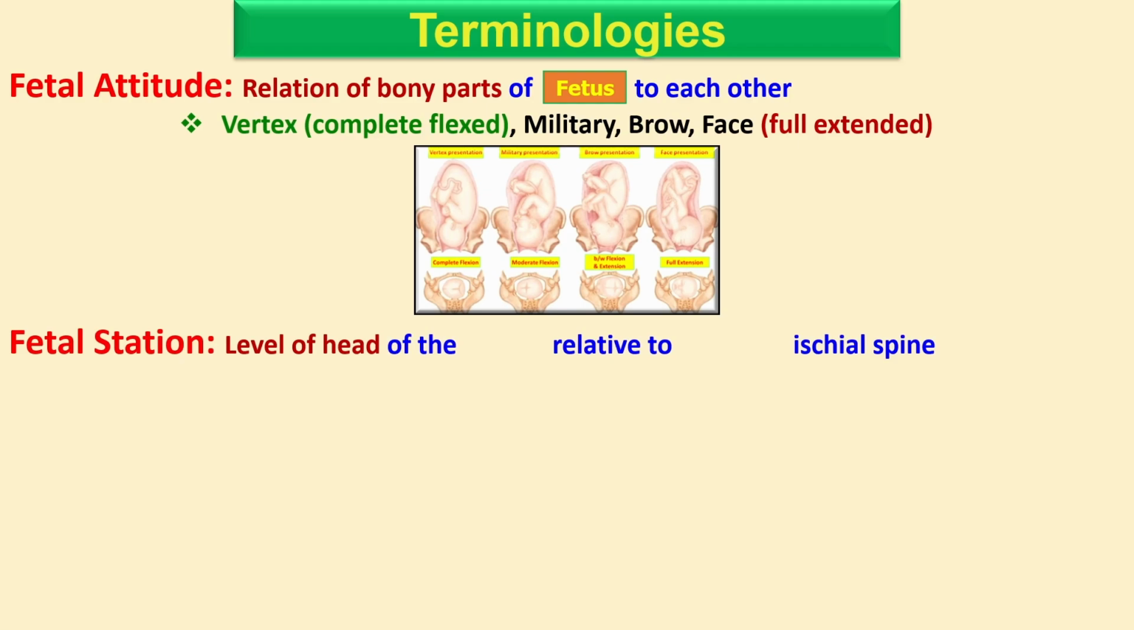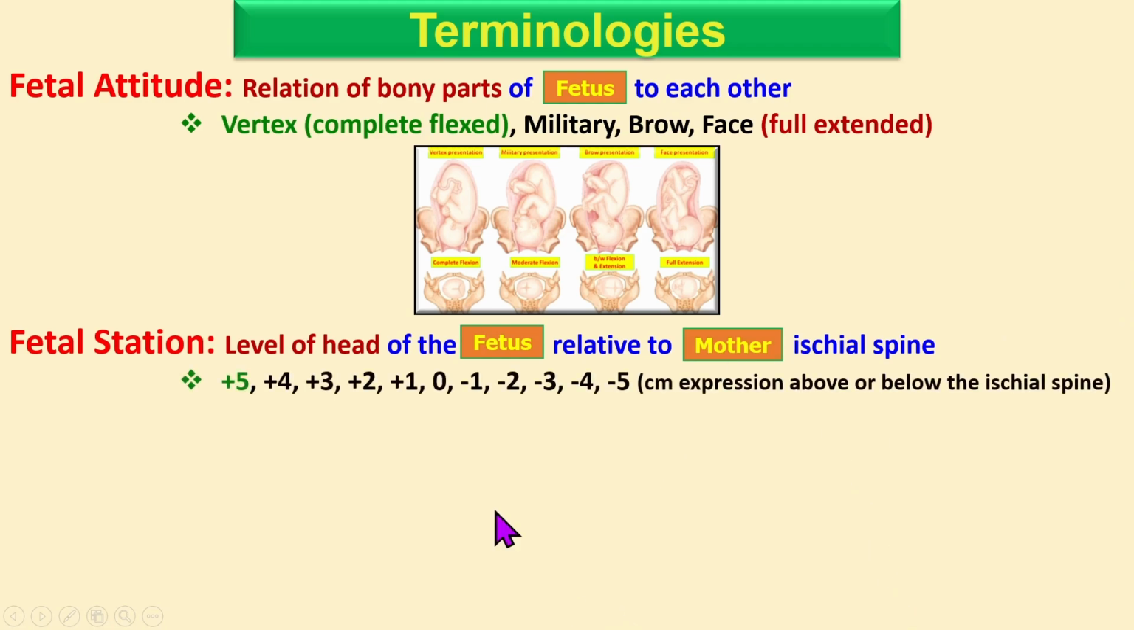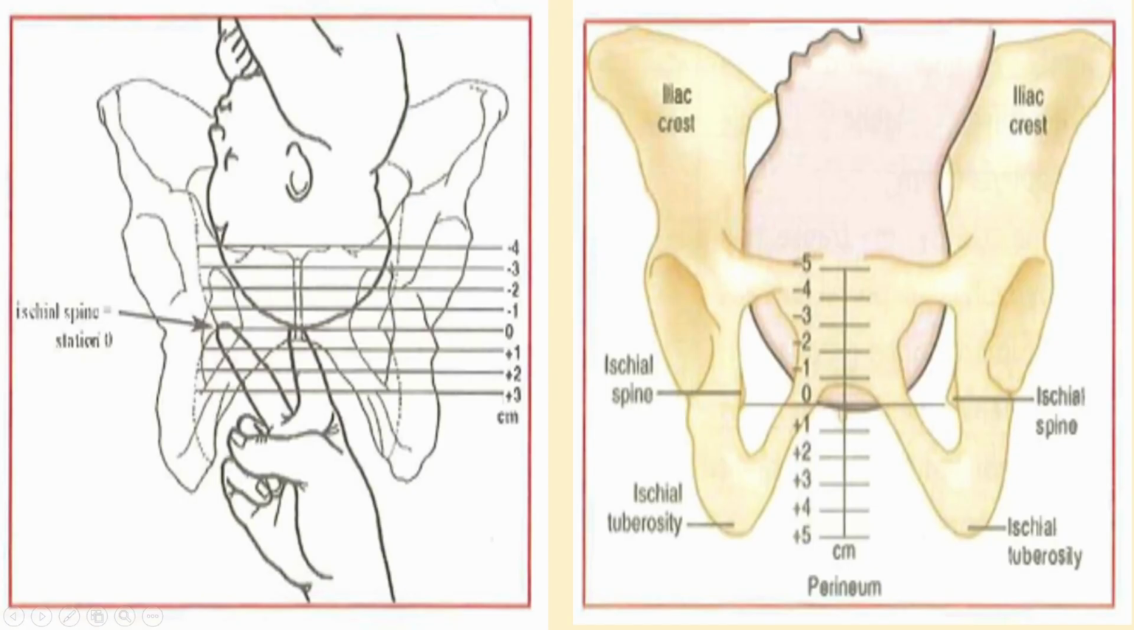So what is fetal station? Fetal station actually shows the descent of the fetus through the birth canal. We check it by checking the level of the head of the fetus relative to the mother's ischial spine. Okay, so we number them +1, +2, +3, +4, +5, and -1 up to -5. It actually shows the centimeter estimation, meaning how many centimeters the fetus is above or below the ischial spine. If you look at here, here is the ischial spine. We consider it a zero landmark.